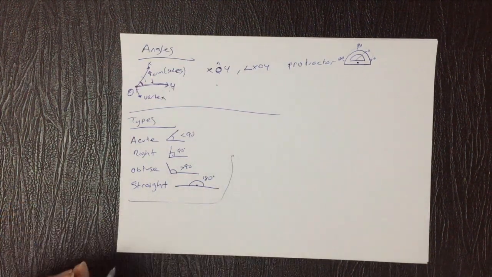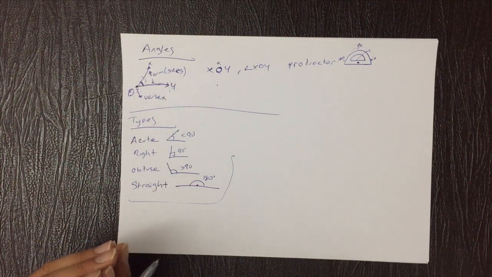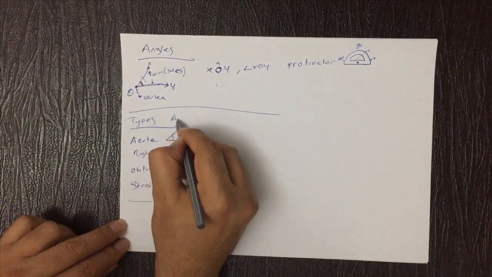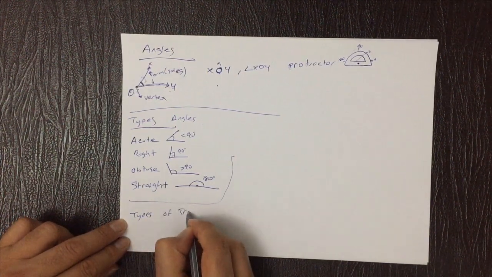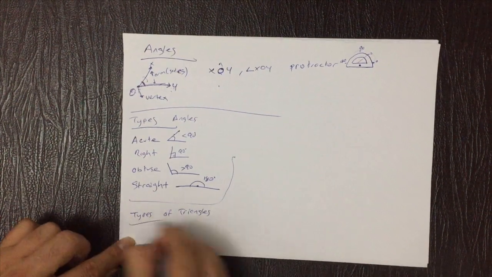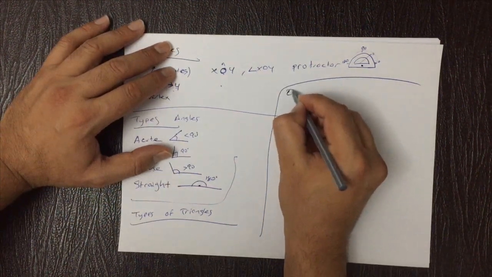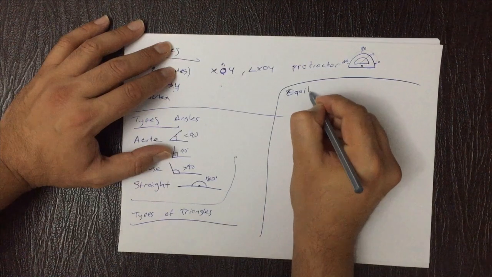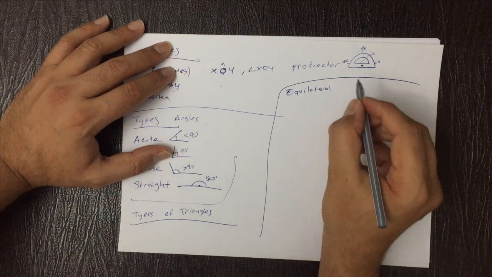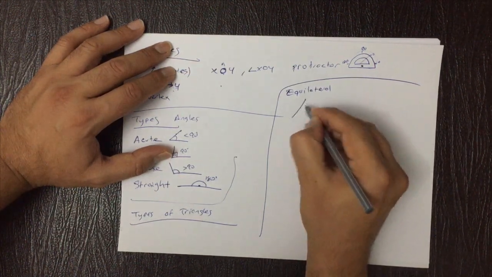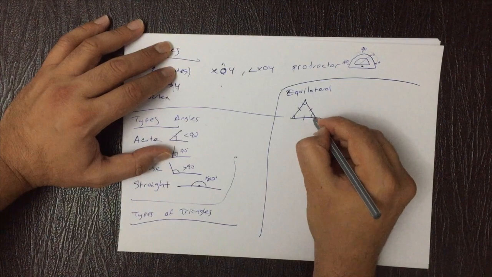Okay, so let's look at the triangles, types of the triangles. Okay, let's remember here. One is equilateral. Equilateral triangles. So what is an equilateral triangle? All sides are the same. This side, this side, this side, this angle, this angle, this angle, they are the same.